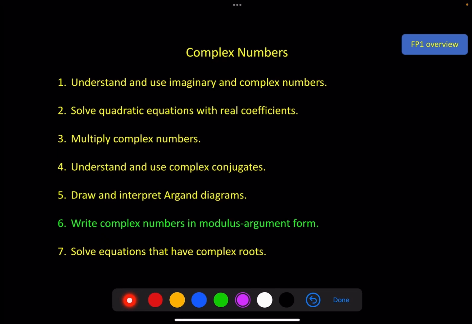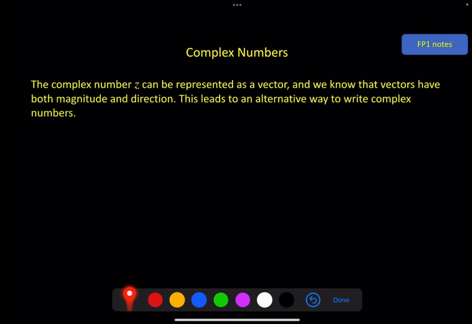In this video, we're going to look at modulus and argument of a complex number, which will lead us to the modulus-argument form of writing a complex number. The complex number z can be represented as a vector. We looked at that in the last video, and we know that vectors have both magnitude and direction. This leads to an alternative way to write complex numbers.